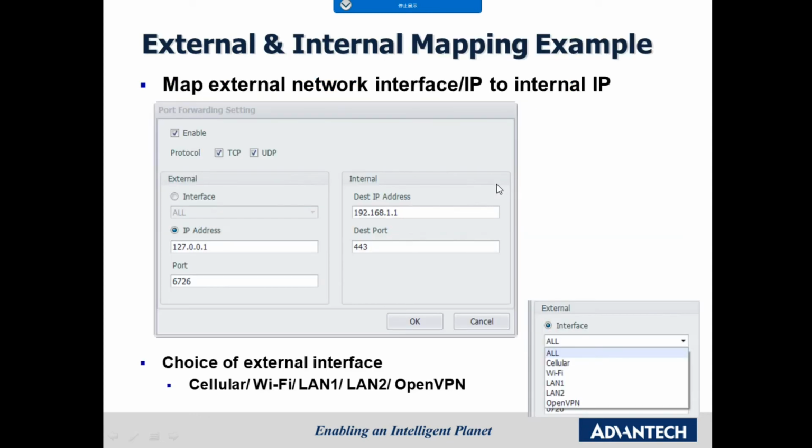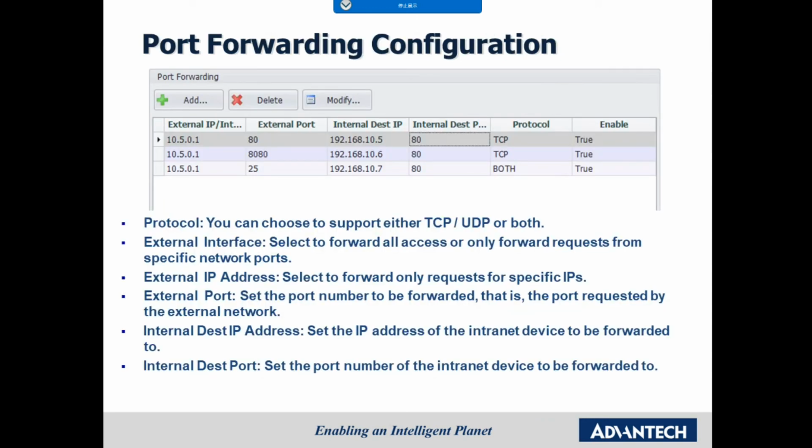For the setting, user should map external network interface IP to internal IP. There are some choices of external interface such as cellular, Wi-Fi, LAN 1, LAN 2, and OpenVPN. Converted to iptables script, the attributes that user can configure are as below. Enable. When you select enable, this configuration will be added to the forward.sh script.